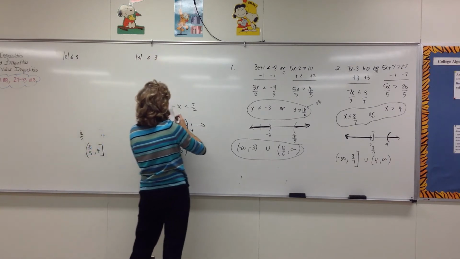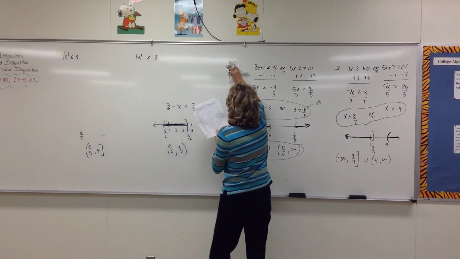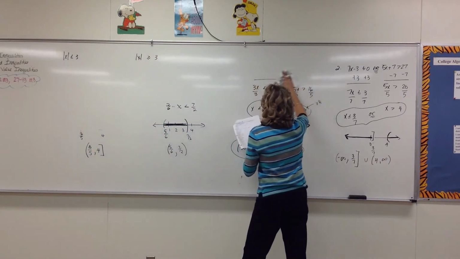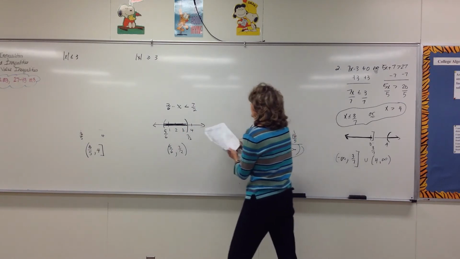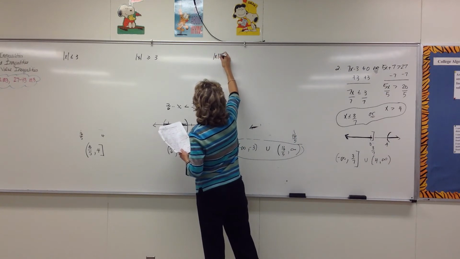And then you have absolute value of x equals 3. Let's do the last one first. Absolute value of x equals 3.